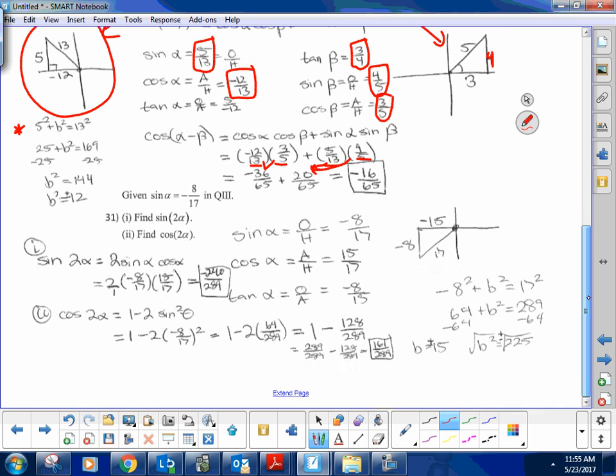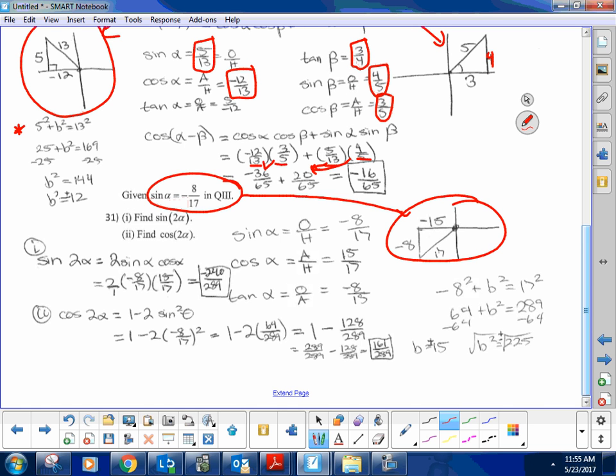Something similar with 31, but not so much work. You're given only this piece of information. You got a triangle, you got sine, you got some trig with some values, quadrant 3, and this produces this here. And once you have that, then you're able to come up with the missing side and come up with all the trig values that are needed. You're able to come up with sine, cosine, and tangent, and that's all needed to produce these equations.